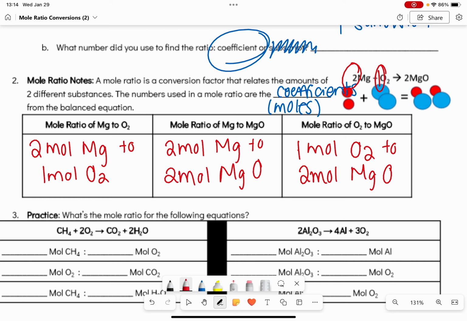So these numbers just tell us for however many moles of Mg I need, the number of moles I will need for O2 and MgO.